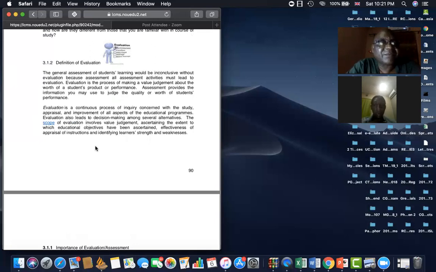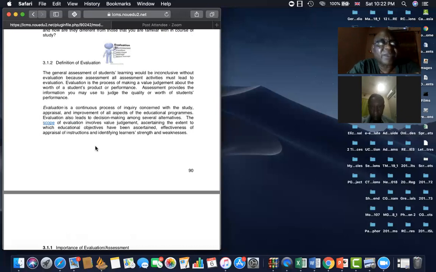All right, definition of evaluation. Evaluation is the process of making a valid judgment about the worth of a student's product or performance. Evaluation is a continuous process of inquiry concerned with the study, appraisal, and improvement of all aspects of educational problems. I hope you get what we are saying there.